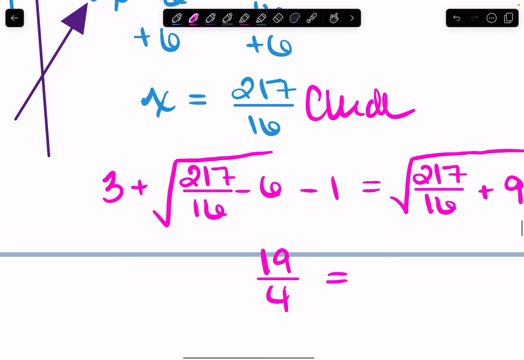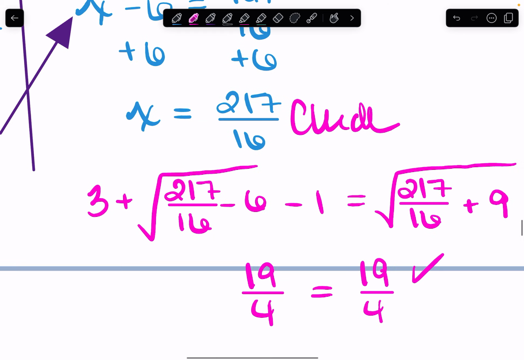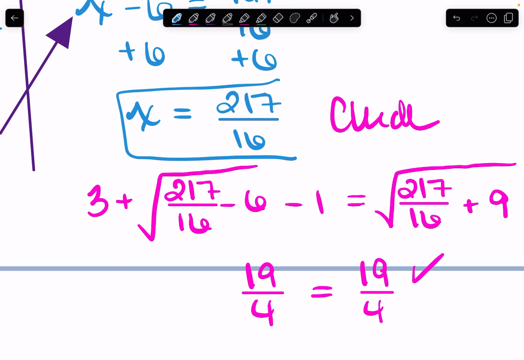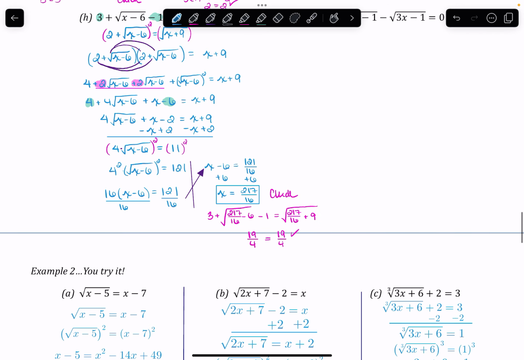I go to my other side, 217 over 16. We add 9 to it, and then we square root that, and we get 19 over 4. That's great. So we do get the same thing, which means it is a valid answer. So we can keep it. You hate to do all this work and forget to check, and then it winds up being extraneous. So always remember to check your answer.